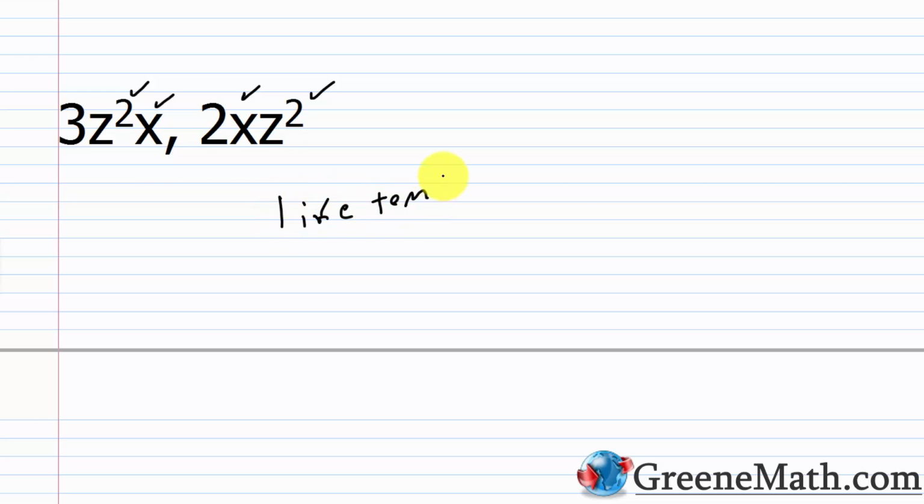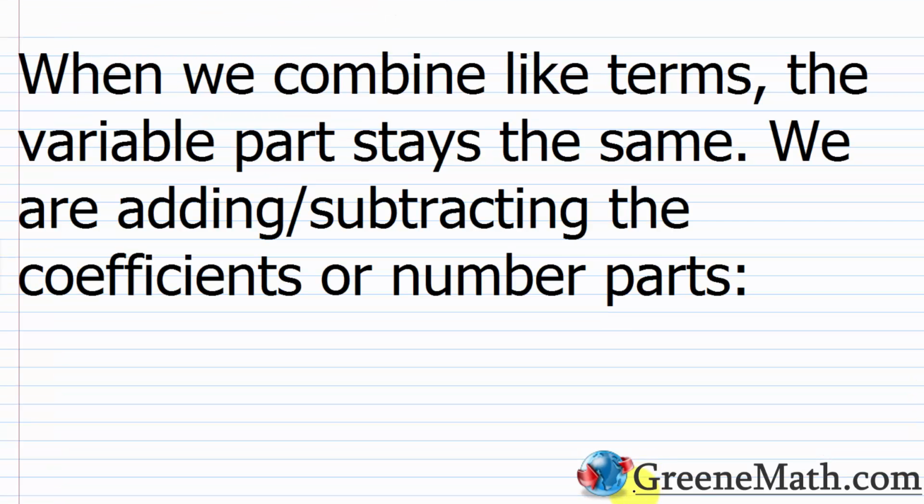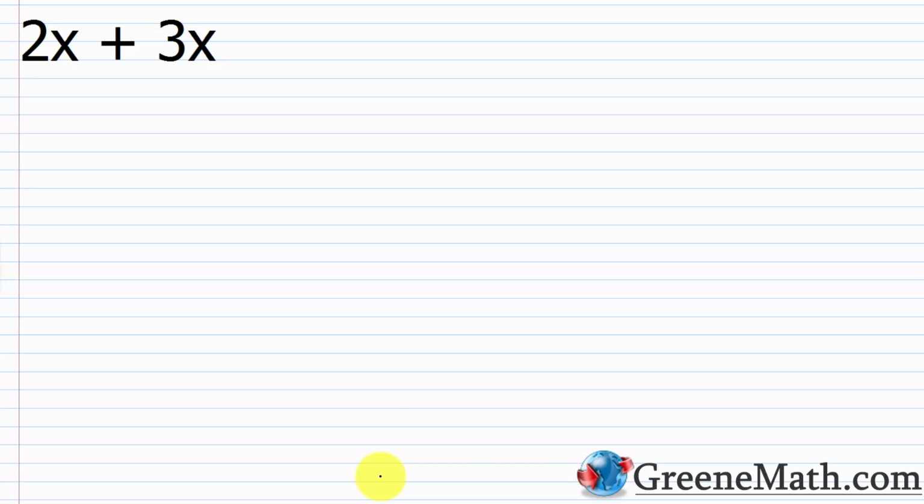Okay, so let's talk a little bit about what we're going to do with these like terms. All right, so when we combine like terms, the variable part stays the same. So if I have x squared and x squared, that doesn't change. We're just going to be adding and subtracting the coefficients, or again, the number parts. All right, so let's take a look at 2x plus 3x. Nice and easy problem. I want you to imagine if you had 2 oranges and you added to that 3 oranges. Well, everybody knows they'd have 5 oranges. The easy way to do it is just to leave the variable the same. Just say, okay, I know I'm going to have x, and just add the coefficients. So 2 plus 3 is 5, that's 5x.